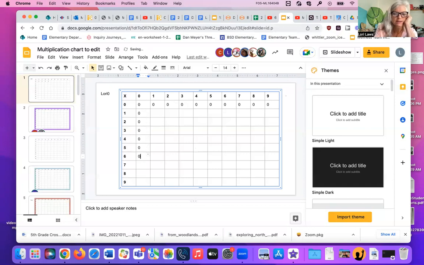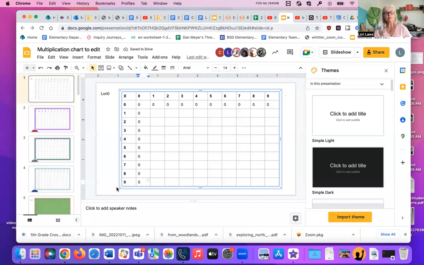0 times 6 is 0. 0 times 7 is 0. And you can just click your little thing in there. Uh-oh. Looks like you need to undo whatever you did, Amoy, because you lost all your lines. Oh, there you go. Let's not play with it, Amoy. Let's just fill it in quickly.